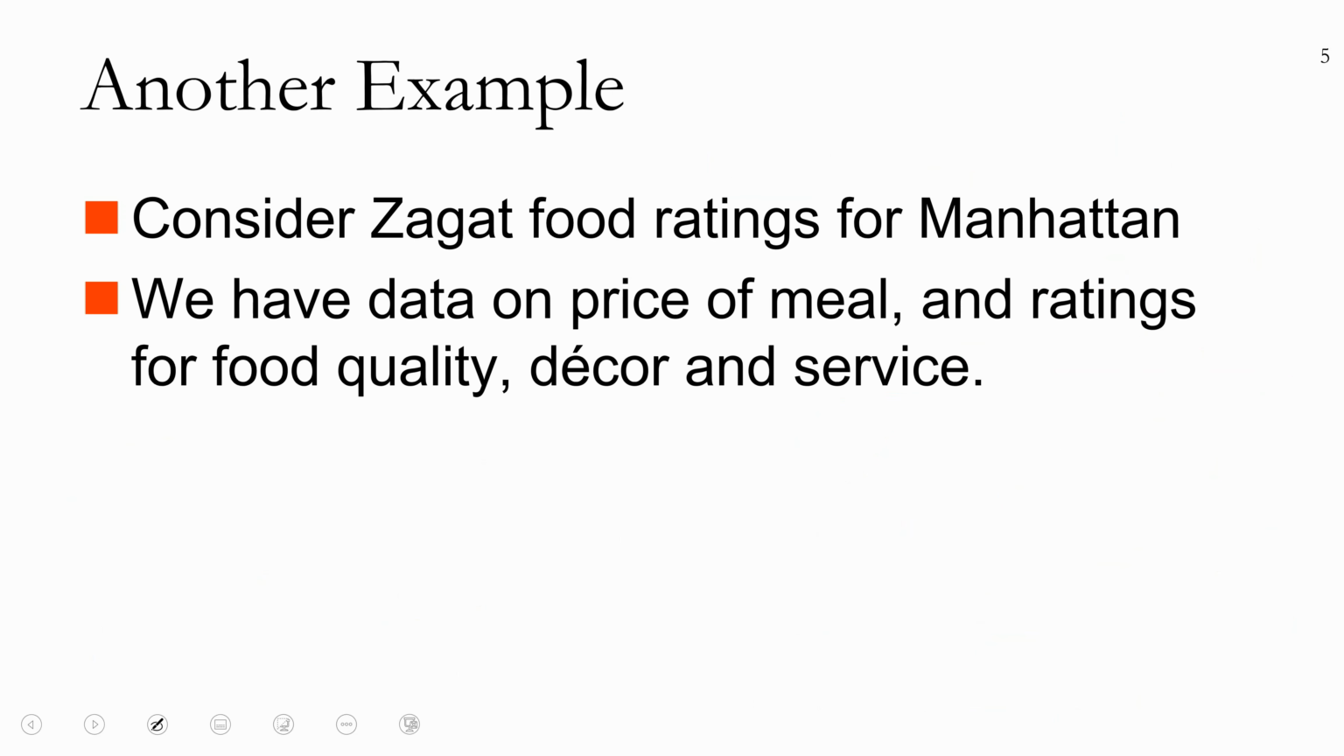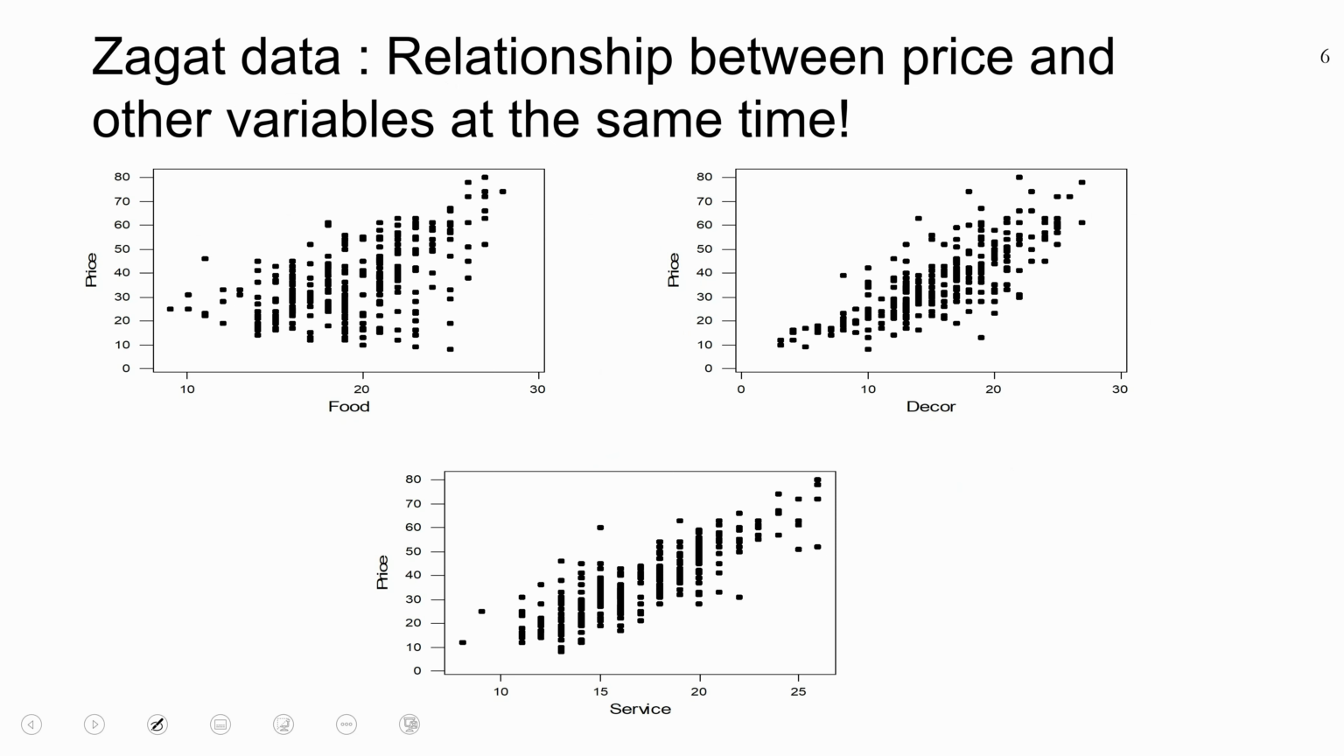The other reason we do multiple regression is to get better predictions. It's to get better explanatory power by using more x's. As an example, we have Zagat food ratings for Manhattan, and we have data on price of meal, and then we have the ratings: food quality, decor, and service. And these are all on 1 to 30 scales. This is a 1 to 30, and this is 1 to 30, and this is 1 to 30. And we're trying to predict the price of a meal, that's the y variable, based on these 3 explanatory variables. So we have price versus food, price versus decor, and price versus service.